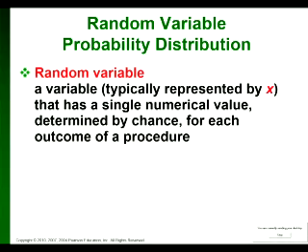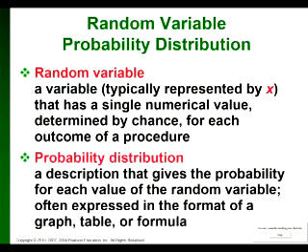Or the procedure could be that I'm going to survey everybody in here about your birthday, and x will be the number of people who were born in February. All right, so x is just a variable. It stands for something. It's a number determined by chance for each outcome of a procedure.